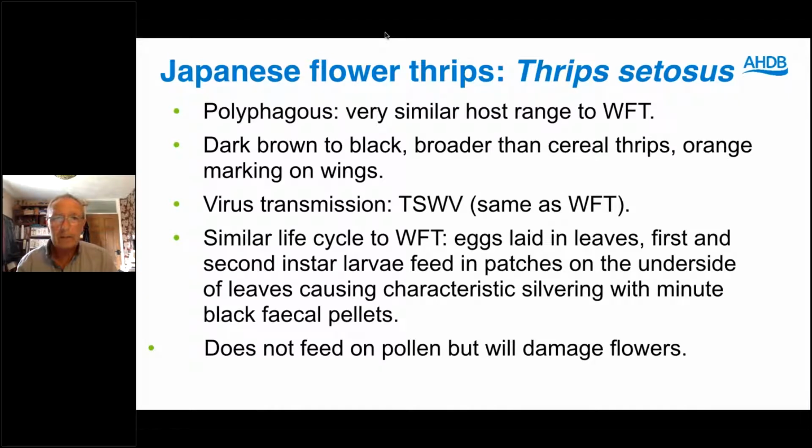It's polyphagous. Remember the broad mite, Polyphagotarsonemus. This is polyphagous, so it feeds on a whole range of different plants, very similar to Western flower thrips. The color is different, it's much darker, but it has orange markings on the wings. They're quite characteristic. Virus transmission, just spotted wilt virus recorded, whereas the Western flower thrips is up to 5 different viruses. Similar life cycle, so eggs, larvae, pupa in the compost or off the plant. So again, important to understand what this one will do.